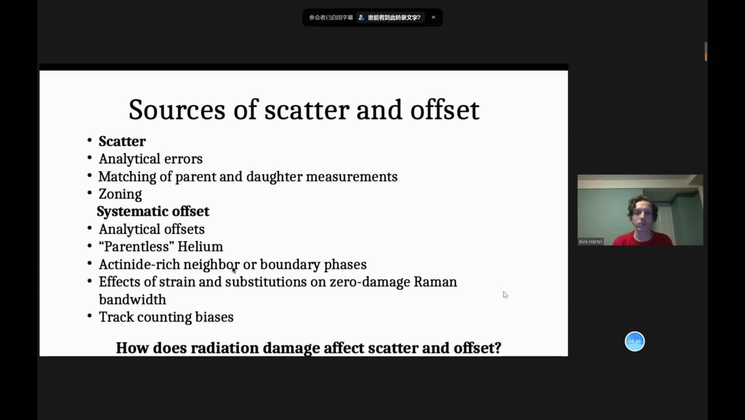And of course, in fission track dating, we can also have problems with track counting biases, especially if we have grains full of defects, and we count much more than we actually have tracks. And of course, what we also should not forget, radiation damage can also affect scatter and offset. So maybe even in those scattered data sets, there can be an effect of radiation damage, but it may not be systematic, but very, very chaotic how it affects the retention of the daughters.